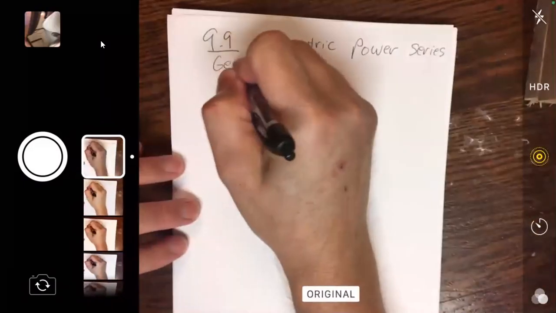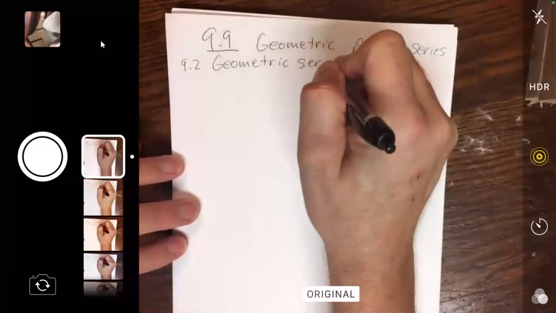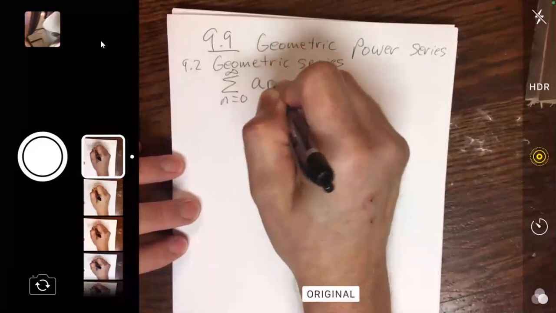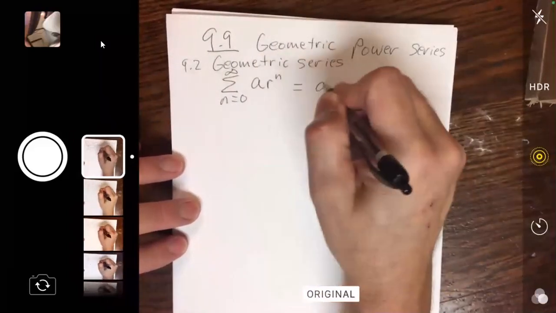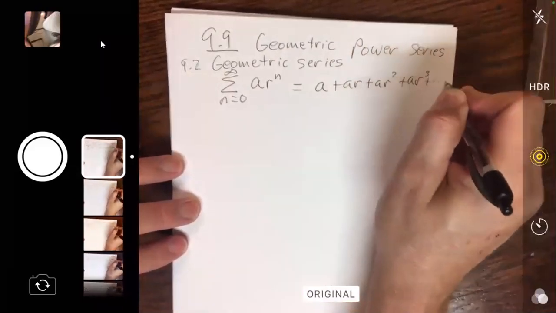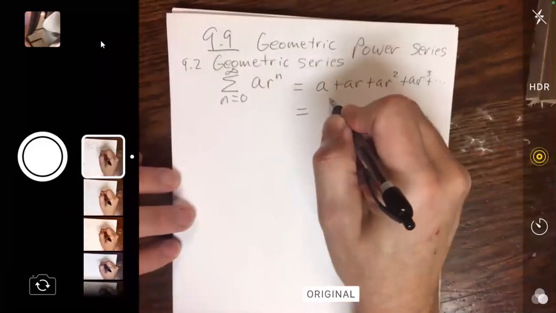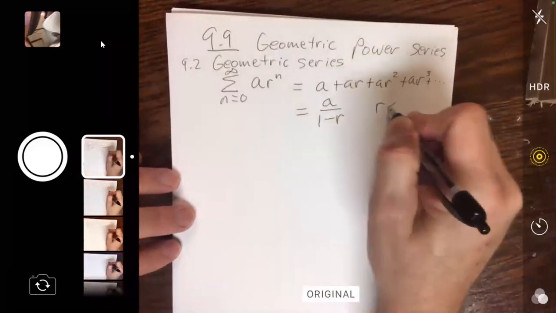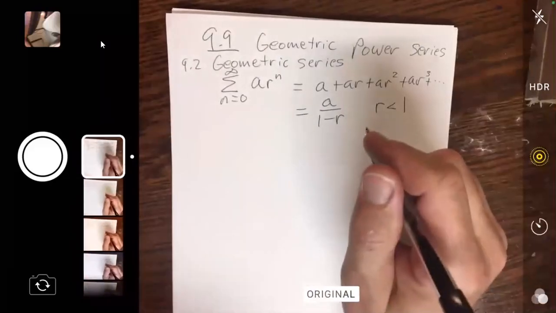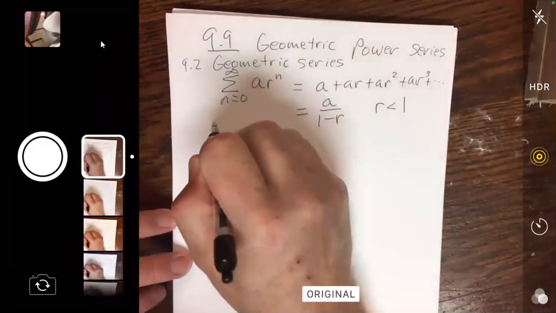Okay, do you remember your geometric series, 9.2? We had a summation, n equals 0 to infinity, a r to the n. And it wrote out a plus ar plus ar squared plus ar cubed, and so on. All right, if you remember, it had a sum of a over 1 minus r when the absolute value of r was strictly less than 1. This ring a bell? Yeah. Okay, we're going to switch it around.